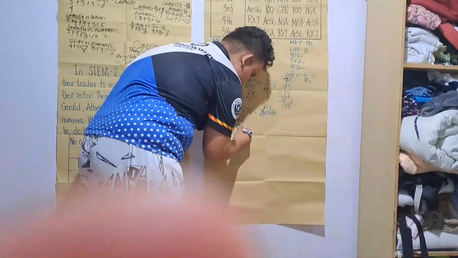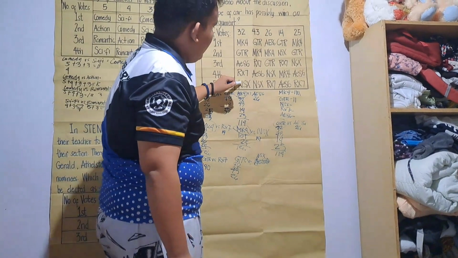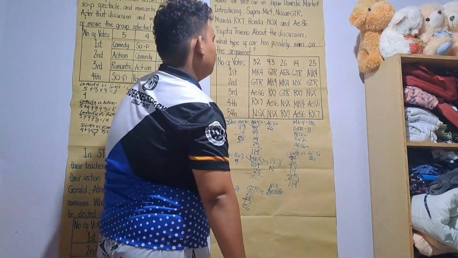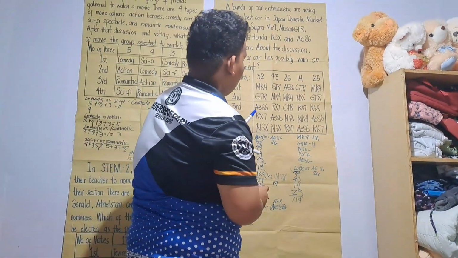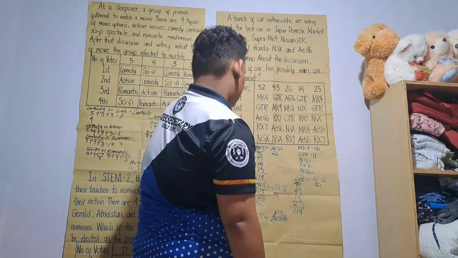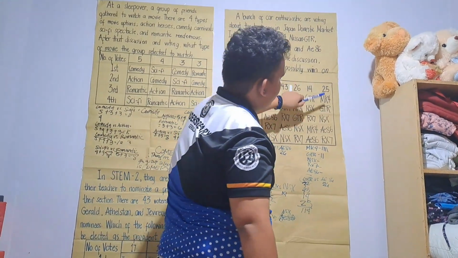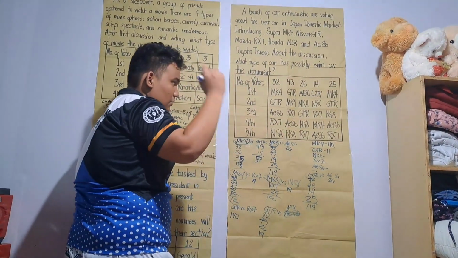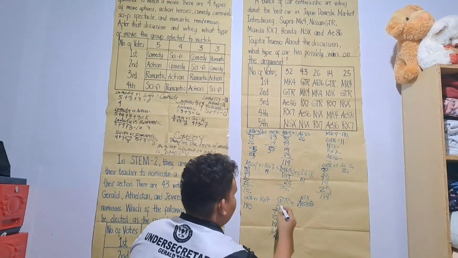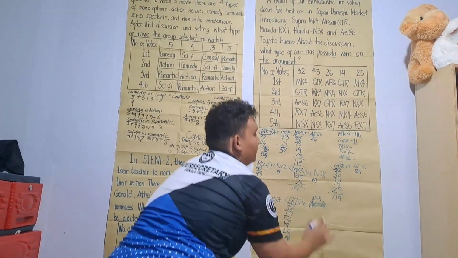GTR. The fourth column, GTR is first, then NSX 14. The fifth column, GTR is first, so the 25 voters goes to GTR, so total of 140. So GTR has one again, a point.